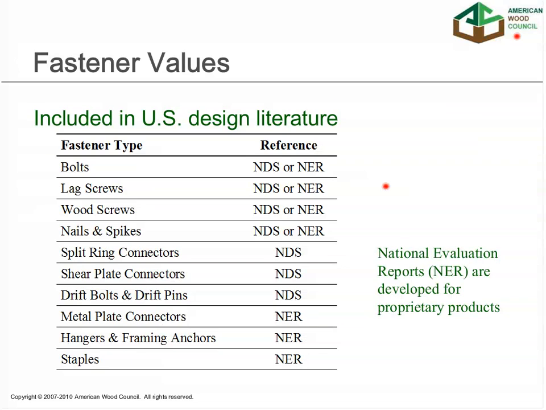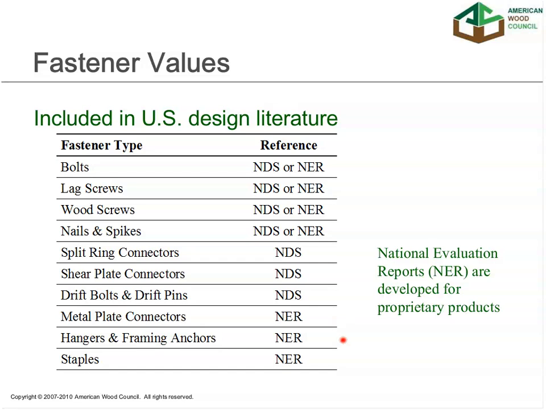So what types of fasteners are covered in the NDS? Well, we've touched on some of them briefly already. Bolts, lag screws, wood screws, nails, and spikes are covered by the NDS, but are also covered by national evaluation reports for many of the proprietary products that are out there. Now, to our knowledge, split rings, shear plates, and drift bolts and drift pins are only covered in the NDS. And then there are products like metal connector plates that go on trusses, hangers and framing anchors, and staples and pneumatic nails that are only covered through evaluation reports.